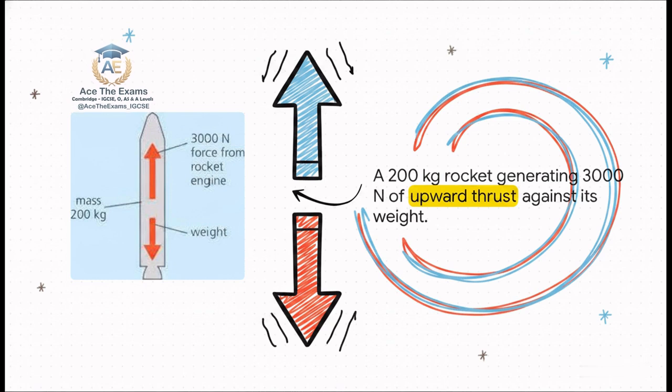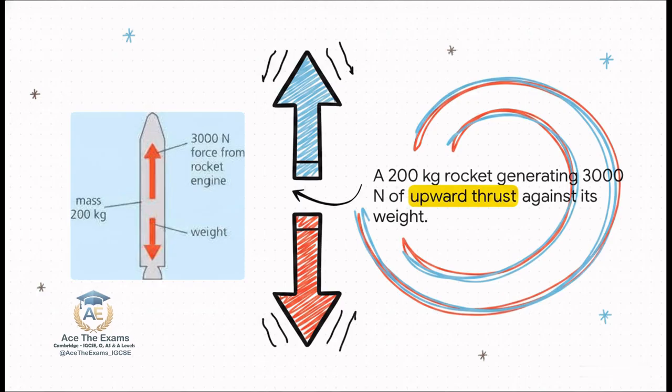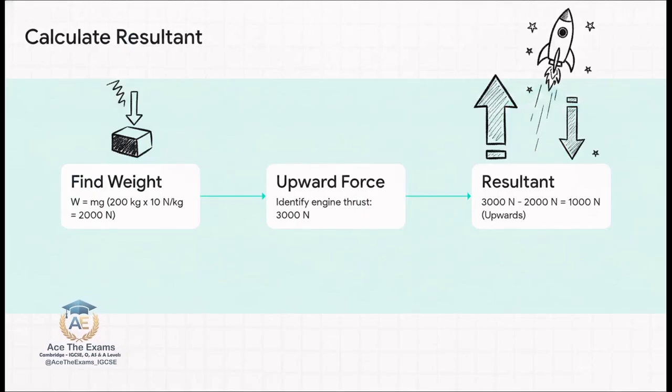To know what the rocket is actually going to do, is it going up, is it falling down, we need to calculate what we call the resultant force. That's the net total of these competing forces. It's basically figuring out who wins the tug-of-war. Let's break the math down step by step.